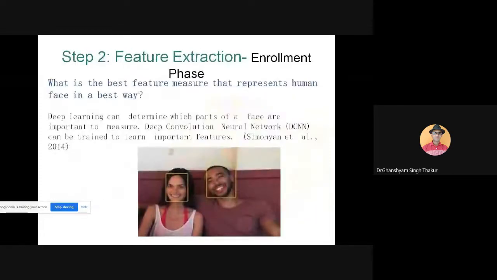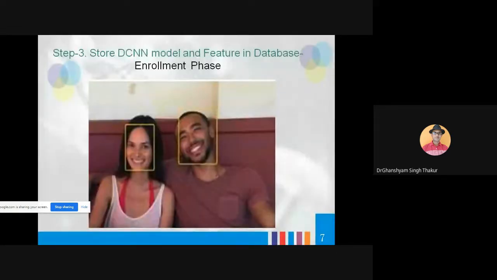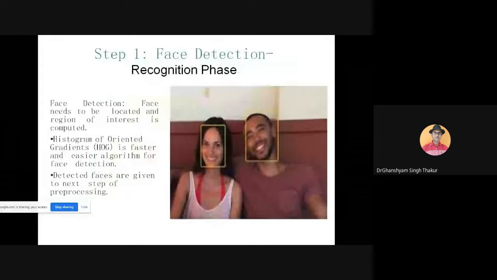Step two is feature extraction in the enrollment phase. What is the best feature measure that represents the human face in the best way? Deep learning can determine which parts of the face are important to measure. So a deep convolutional neural network, DCNN, can be trained to learn the important features. And step three is to store the deep convolutional neural network model and features in the database, and that is the enrollment phase.